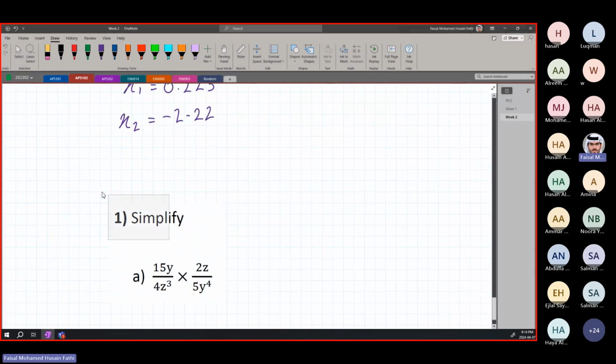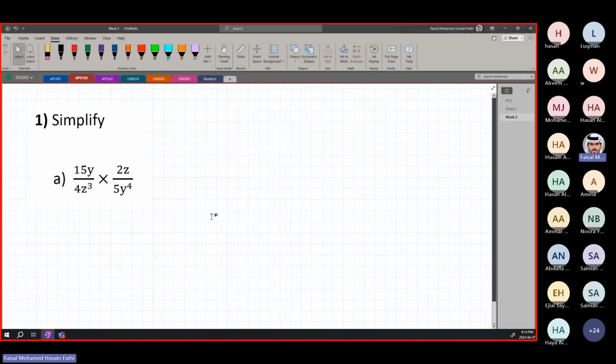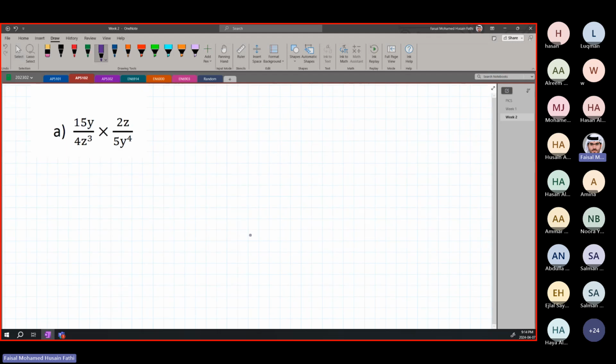So let's look at this. Okay, now we're in algebraic fractions. What does that mean? It means we have a fraction that has a lot of components to it. So let me rewrite this.